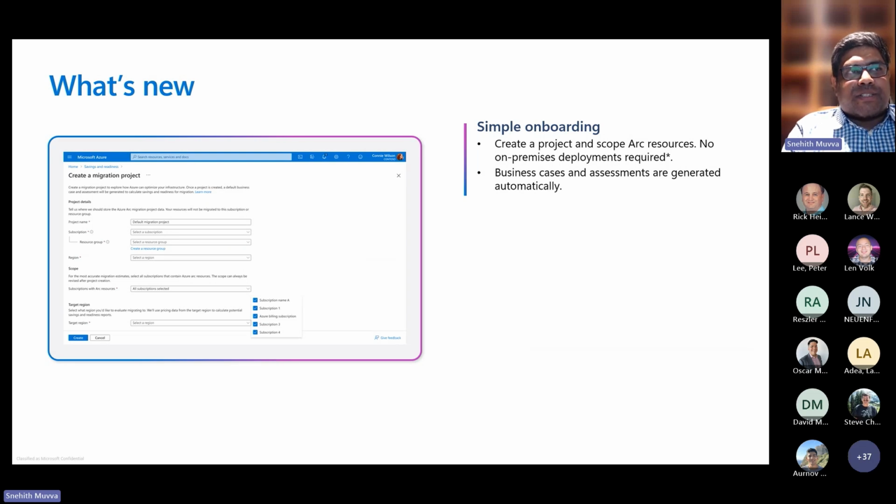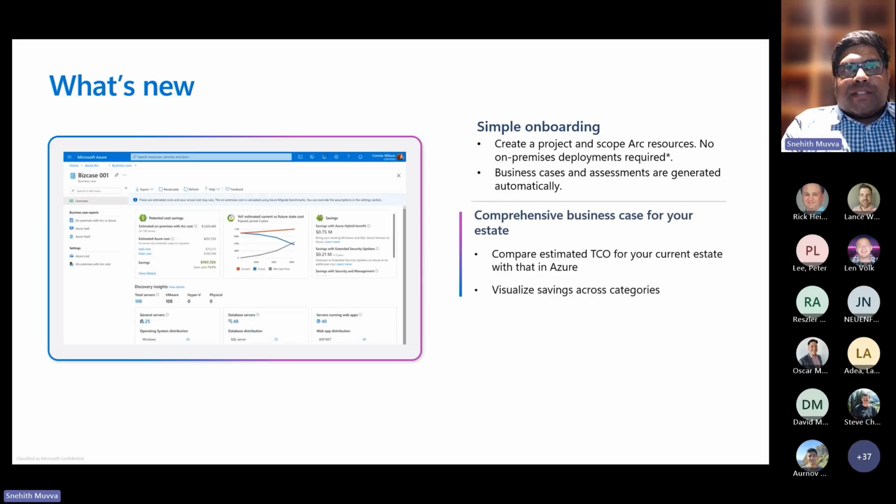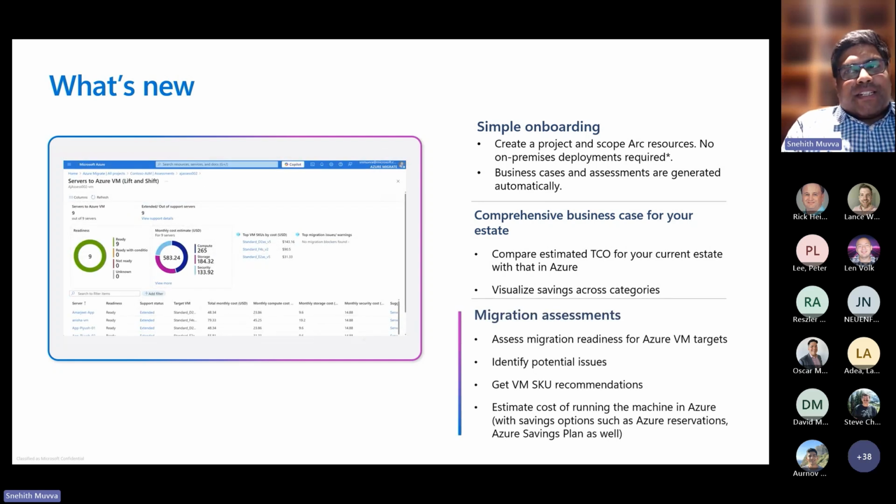A few Azure resources are created, and then you're able to see a business case report, which provides a comprehensive business case, comparing what your TCO currently is versus what it would be in Azure, and how much your savings can be across different categories like licensing, compute, storage, networking, security management, IT labor, and other things. This could be used to get buy-in for a migration. And once you've decided to migrate to Azure, you can automatically get migration assessments as well.